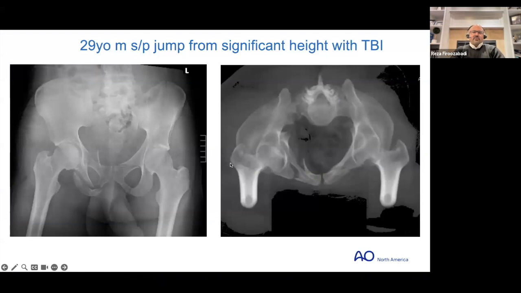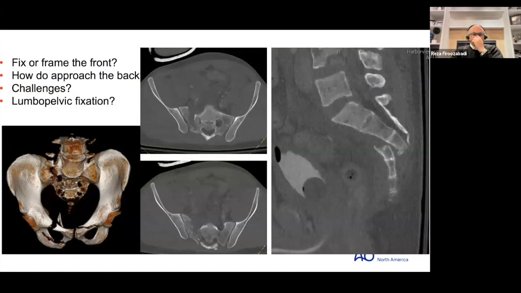So last case, 29-year-old male jumper who fell from a significant height and has a relatively comminuted anterior ring like we talked about here, maybe something you wouldn't want to approach from the front first because getting that right is going to be challenging, with significant displacement. Here's some of the axial cuts. Here's the sagittal view. You can see the degree of displacement. A lot of that may be rotation, but there is significant anterior displacement occurring there. There is some comminution also posteriorly, so it's not going to be the easiest reduction.